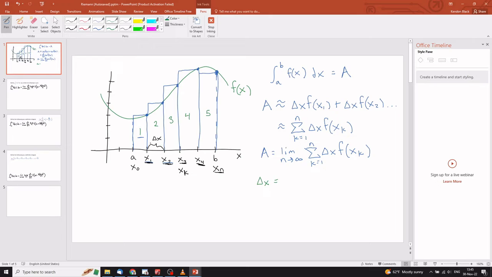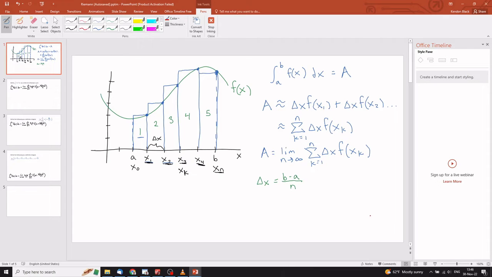Well, delta x is the width of each rectangle, which is going to be equal to the total width of the interval, which is given by b minus a. B minus a gives the total width of the interval, and then we're going to break that down into n rectangles of equal width. So we're just going to divide that by n.